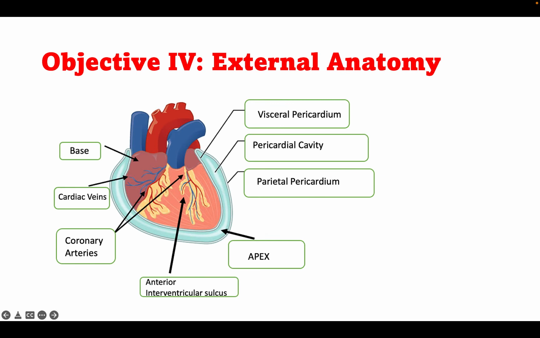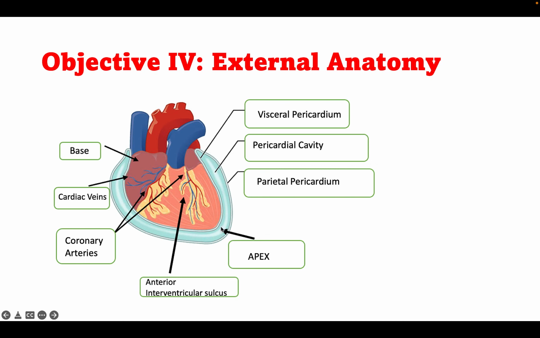Now we can look at objective 4, which is going to be exploring the different external anatomy of the heart. So first I want to draw your attention to this bluish sac that is surrounding the heart here. This is called the pericardial cavity. Peri meaning around, cardial meaning heart. This is just the cavity that surrounds the heart.